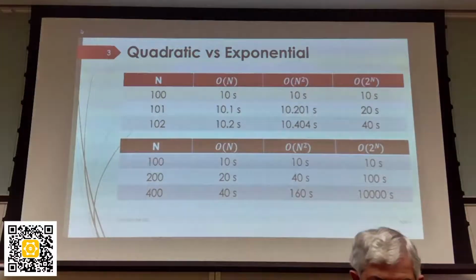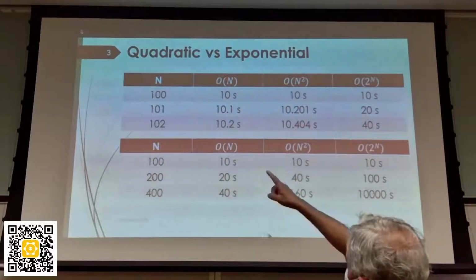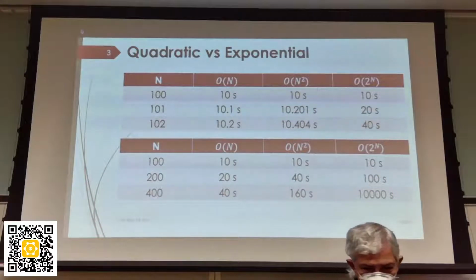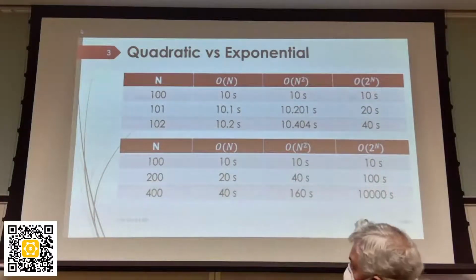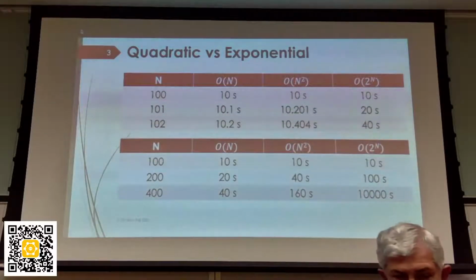So then you're going to say, what's the difference? All these are good, right? But you have to see how this time grows as n grows, and that's where the difference really shows up very, very clearly. So you can look at how things change when you go from 100 to 101 to 102.